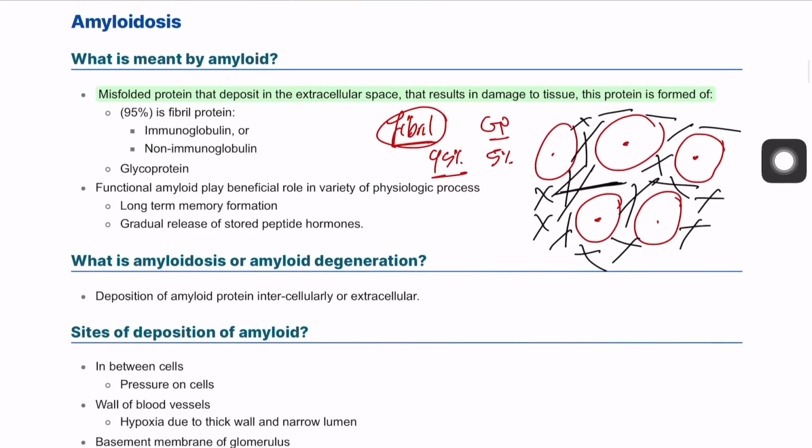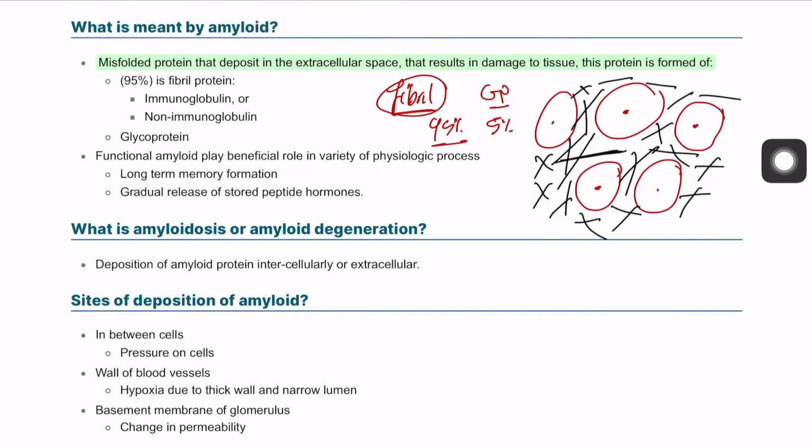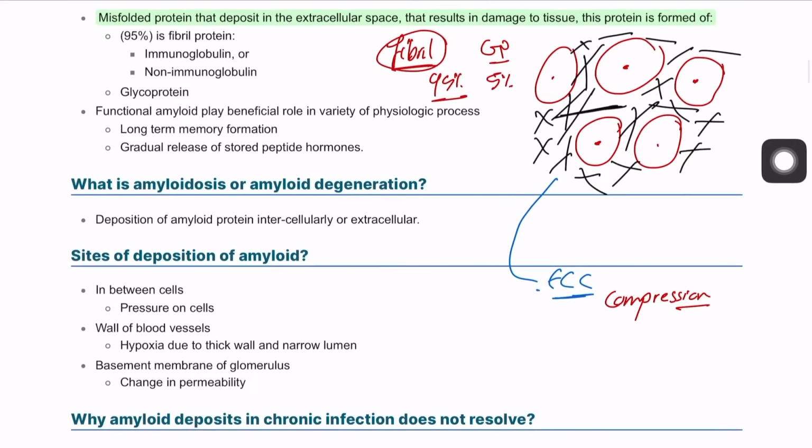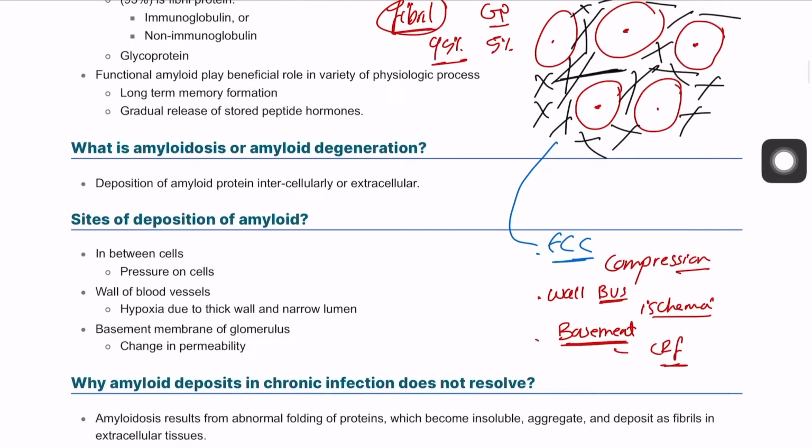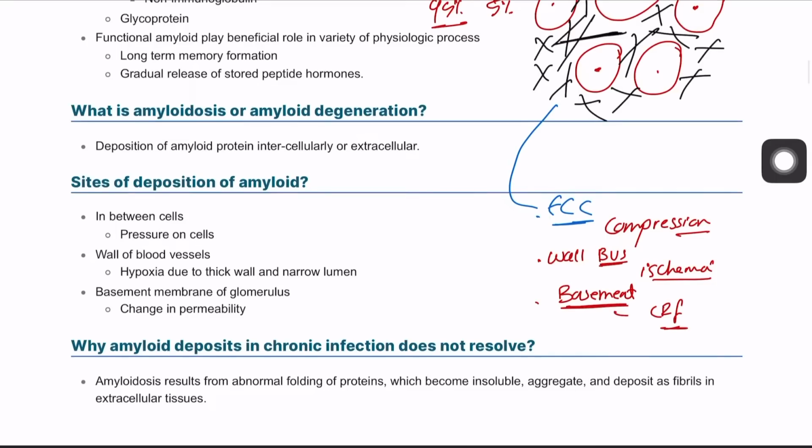But the extracellular component is not the only site where the amyloid deposits. It can deposit in the extracellular component, and this will lead to compression of the cells, and by compression will lead to malfunction of these cells. However, it can deposit as well in the wall of blood vessels, and that can even lead to ischemia. It can also deposit in the basement membrane of the glomeruli, and that will lead later on to chronic renal failure. So the amyloid that deposits in patients with chronic infection or chronic inflammation does not resolve at all.